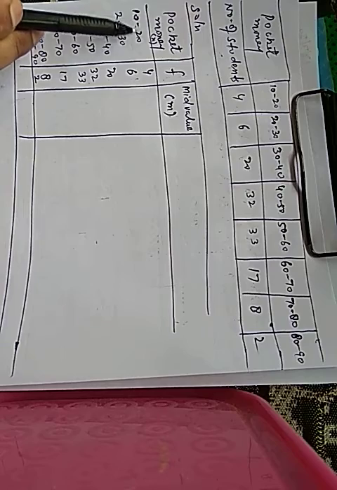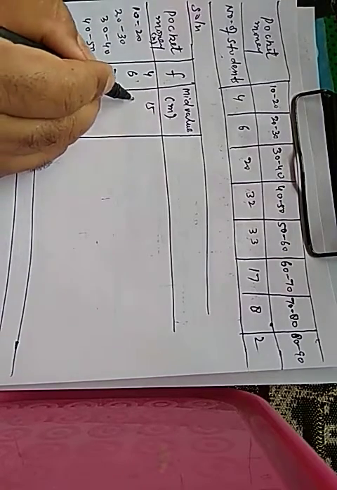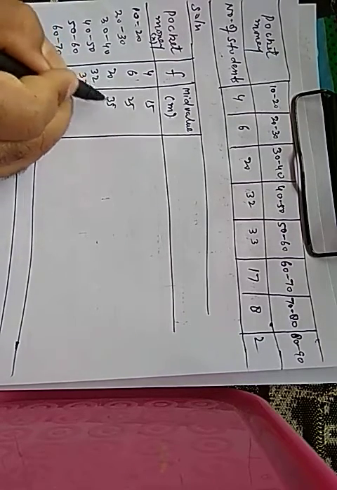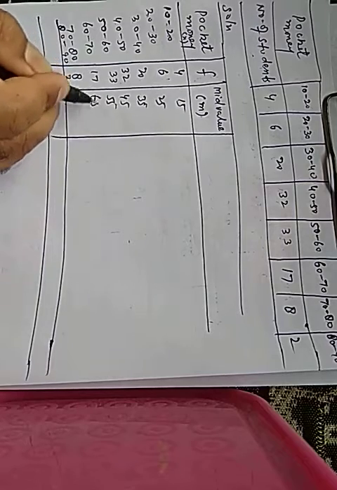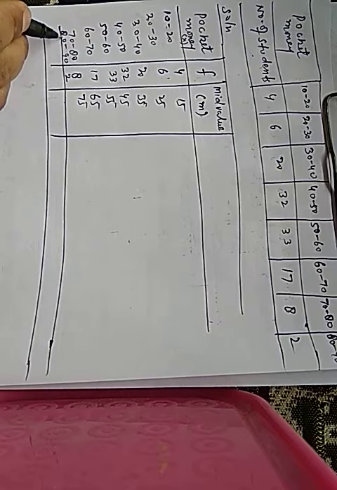10 plus 20 divided by 2, it will be 30 divided by 2, equal to 15. 20 plus 30, it will be 50 divided by 2, equal to 25. 30 plus 40, equal to 70 divided by 2, it will be 35. 40 plus 50, 90 divided by 2, equal to 45. 50 plus 60, equal to 110 divided by 2, equal to 55. 60 plus 70, equal to 130 divided by 2, equal to 65. 70 plus 80, equal to 150 divided by 2, equal to 75. 80 plus 90, equal to 170 divided by 2, equal to 85.